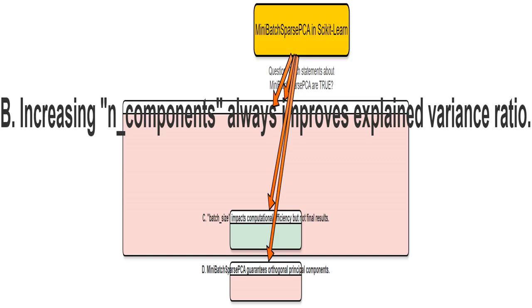This is FALSE. While increasing the number of components, n_components, which determines the number of principal components used, often increases the explained variance, it doesn't always do so. Adding too many components can lead to overfitting. Your model might fit the training data too well, but perform poorly on new data. Think of it like trying to fit a ridiculously complicated curve through a few data points. It'll fit those points perfectly but won't be useful for predicting new data.